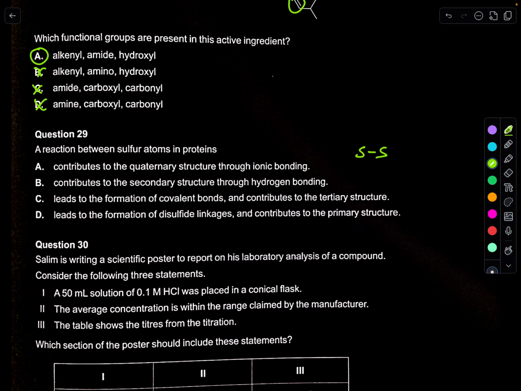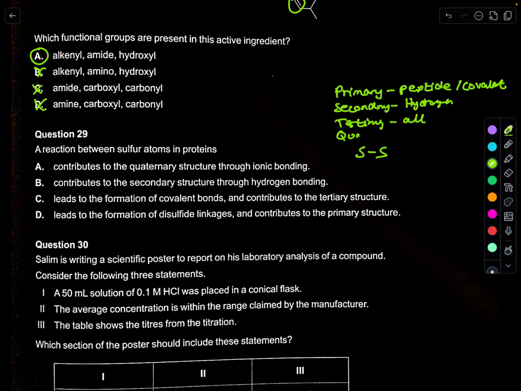Absolutely rubbish. Remember, primary structure: the only bonds in it are peptide linkages, basically covalent bonds. Secondary is the hydrogen bonding. Tertiary is ionic, dispersion, these ones over here, the disulfide thing. And quaternary is the same as the tertiary. So it says contributes to the quaternary structure through ionic bonding. Now, it does contribute to the quaternary structure, but not through ionic bonding. These are covalent bonds. It doesn't have ionic bonding there.